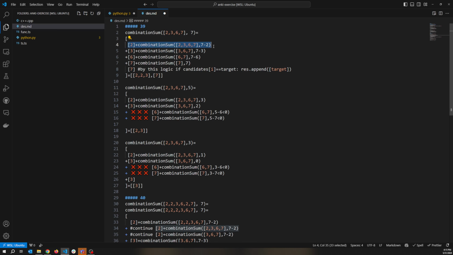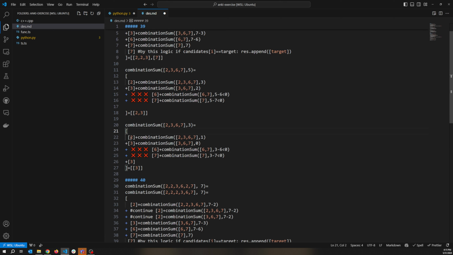Okay, let's go find this one. Combination of 2, 3, 6, 7 when the target is 5. We know there is no 5 here. It's going to be bracket 2, combination of 2, 3, 6, 7 with 5 minus 2, which is 3. The same line for 3, 6, and 7, but they are going to be negative, so we don't care. Go for this one: 2, 3, 6, 7 with a target of 1. Bracket 3, and 3 minus 3 is 0 here. The other two are negative.